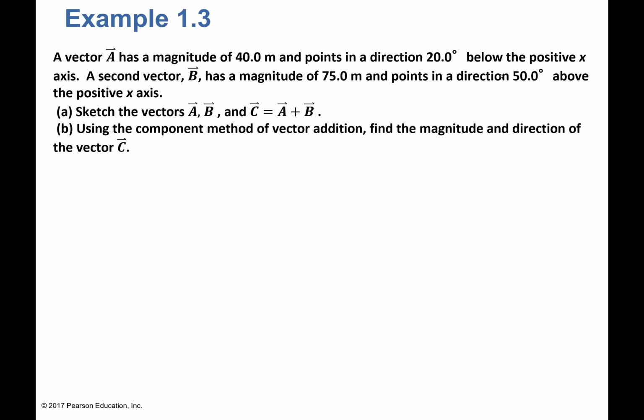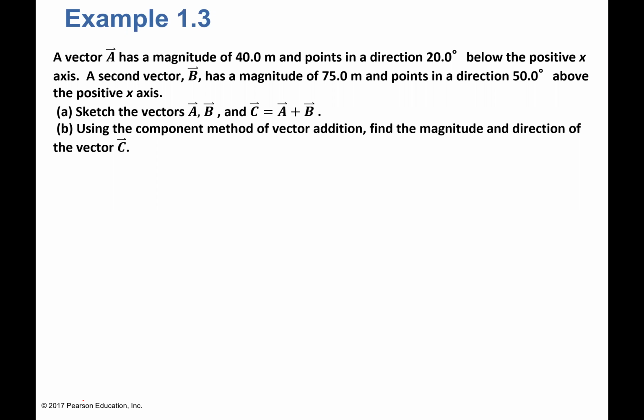All right, so let's look at this example over here. We have vector A that we're given to have a magnitude of 40 meters and points in a direction of 20 degrees below the x-axis. And a second vector is B, which has a magnitude of 75 meters and points in a direction 50 degrees above the positive x-axis. Part A asks us to sketch vectors A and B, and what would the sum of A and B equal to, which is, let's call that vector C this time. So we're going to graphically represent A, B, and the sum of A plus B.